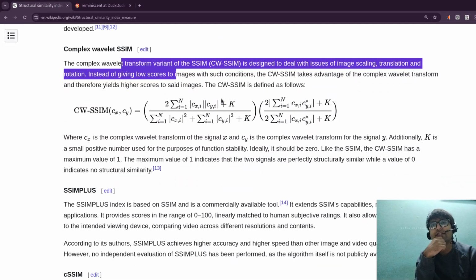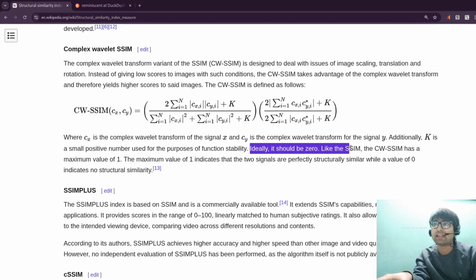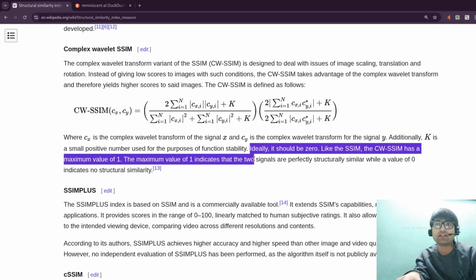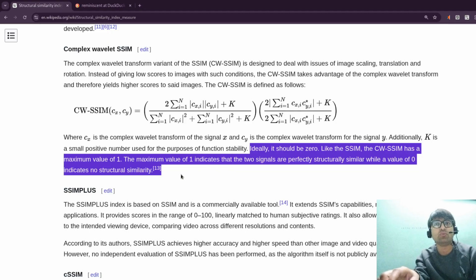where Cx is the complex wavelet transform of the signal X and Cy is the complex wavelet transform of the signal Y. Additionally, K is a small positive number used for the purpose of function stability. K is for the function stability. Ideally, it should be 0. Like SSIM, CW-SSIM has a maximum value of 1. The maximum value of 1 indicates that two signals are perfectly structurally similar, while the value 0 indicates no structural similarity.